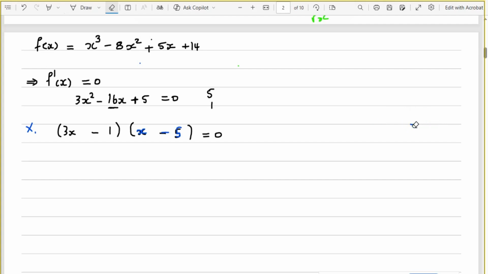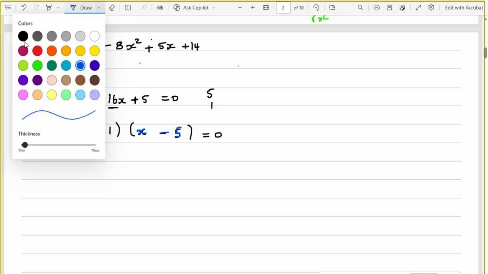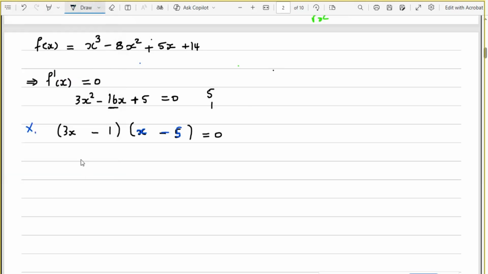Okay. Now, what I'm going to do is solve this equation by saying that x is 5 or x is just 1 over 3. Right. So these are the x coordinates. We need to find the corresponding y value, which is f at 5. We also need to find f at 1 over 3 on the equation.